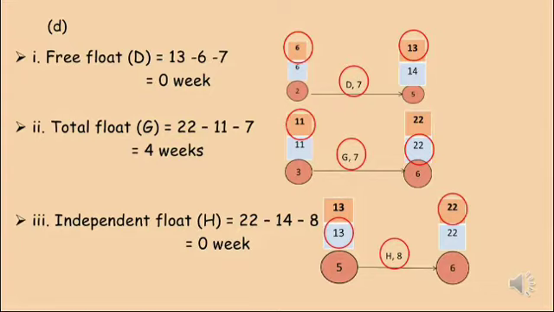To calculate the independent float for activity H, the earliest event time for event number 6 will be minus the latest event time for event number 5 and the duration for activity H. Therefore, 22 will be minus 13 and 8. And the answer will be 0 weeks.